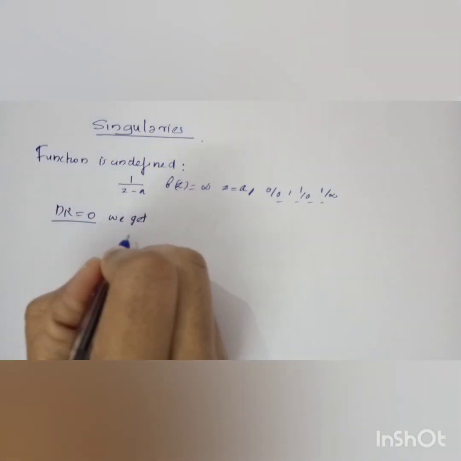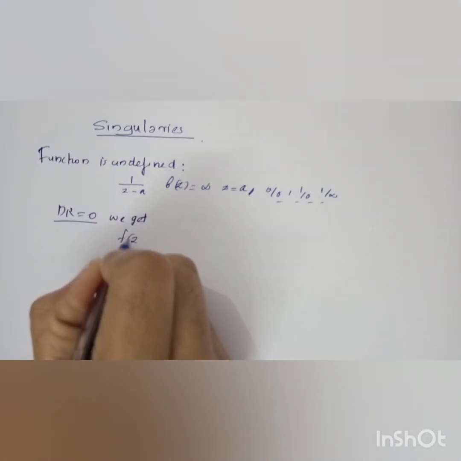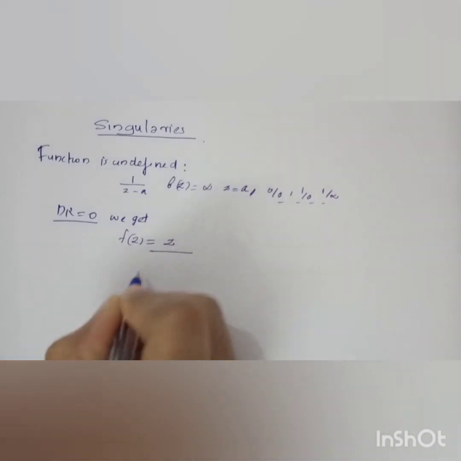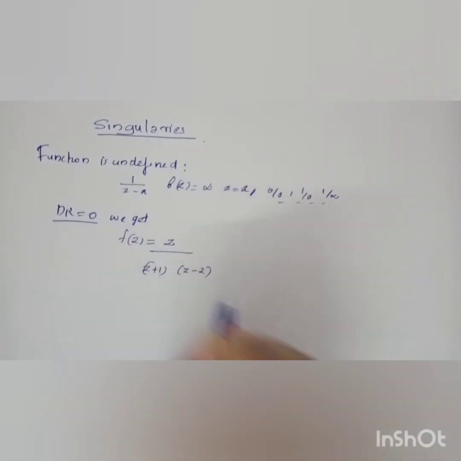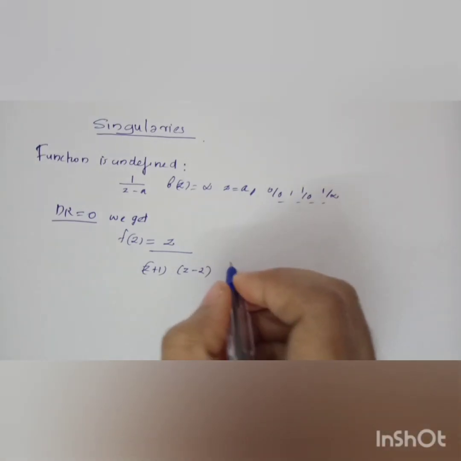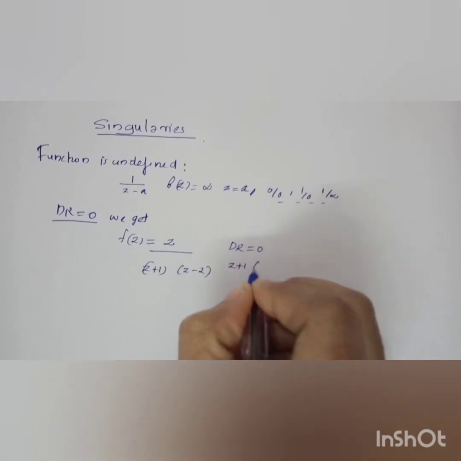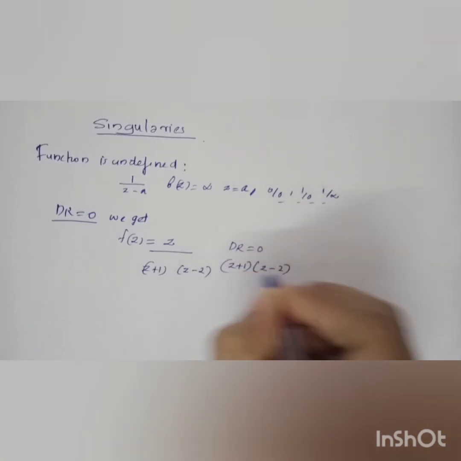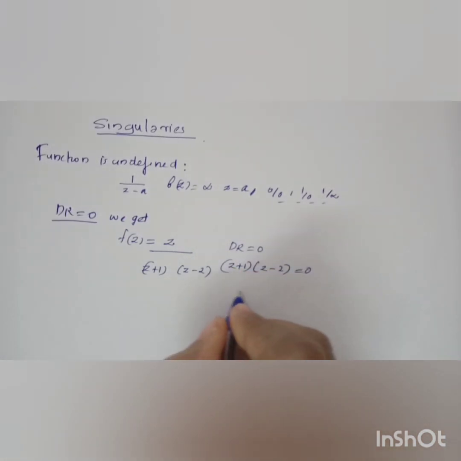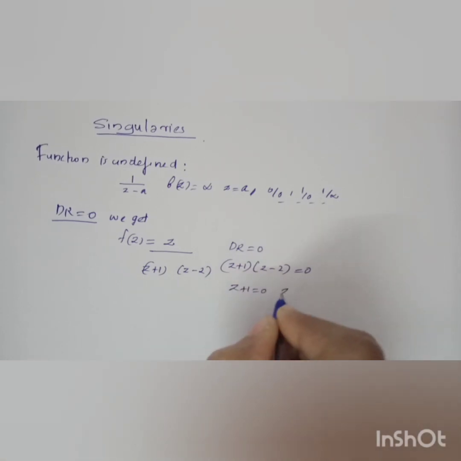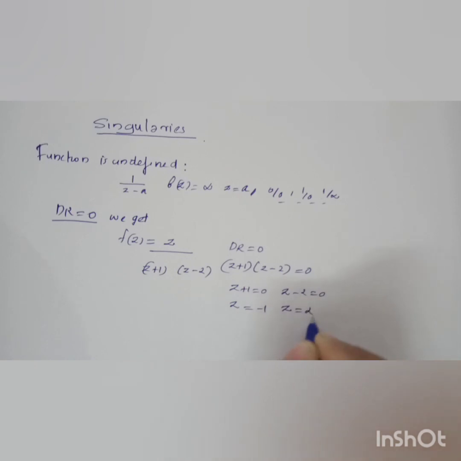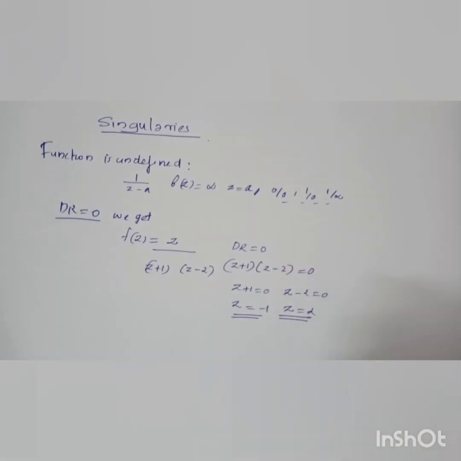Okay, so if you consider function f of z is equal to z divided by (z plus 1)(z minus 2). So to find the singular points, we equate the denominator with 0. So that is (z plus 1)(z minus 2) is equal to 0. So z plus 1 is equal to 0, z minus 2 equal to 0, z is equal to minus 1, z is equal to 2. So these are two singular points.